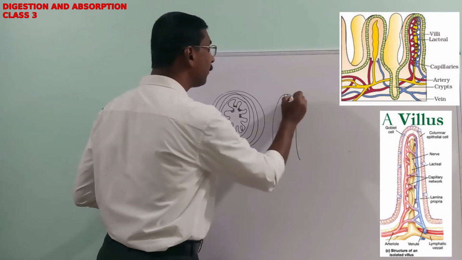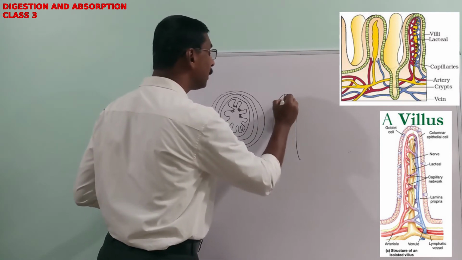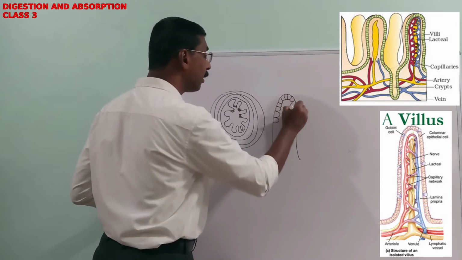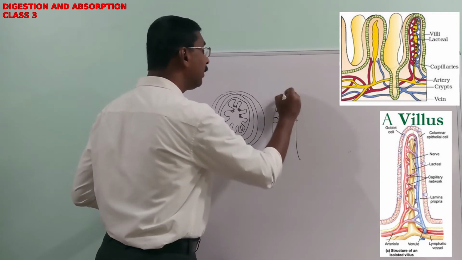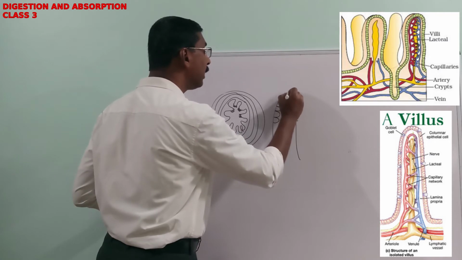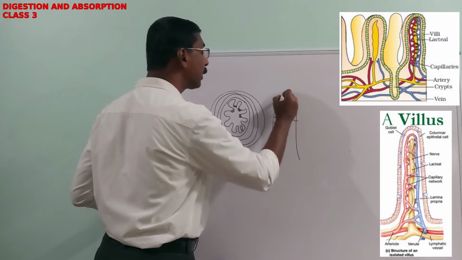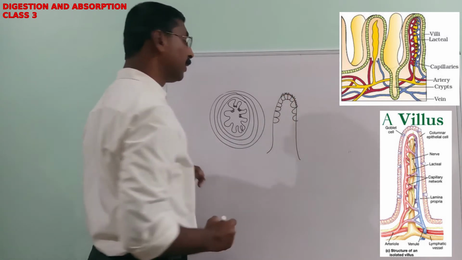The villus is made up of columnar epithelium. So these are the columnar epithelial cells. Suppose these are the columnar epithelial cells. And these cells at the free end have microvilli like this. Microvilli. Okay.